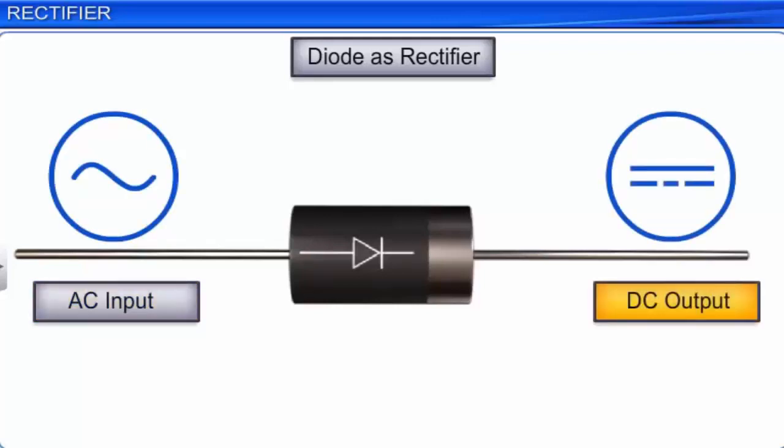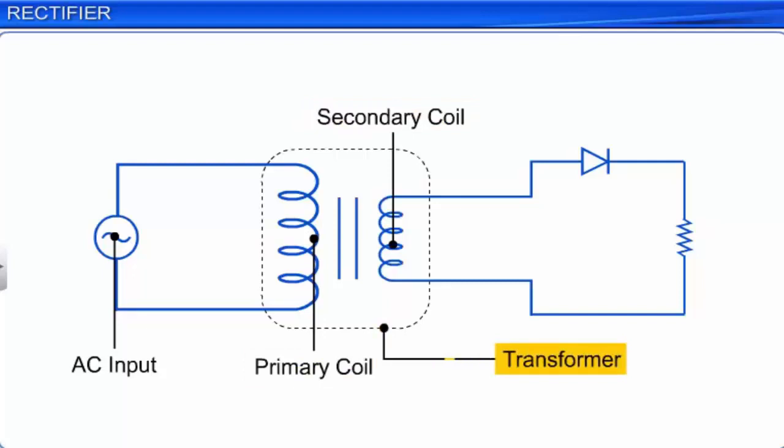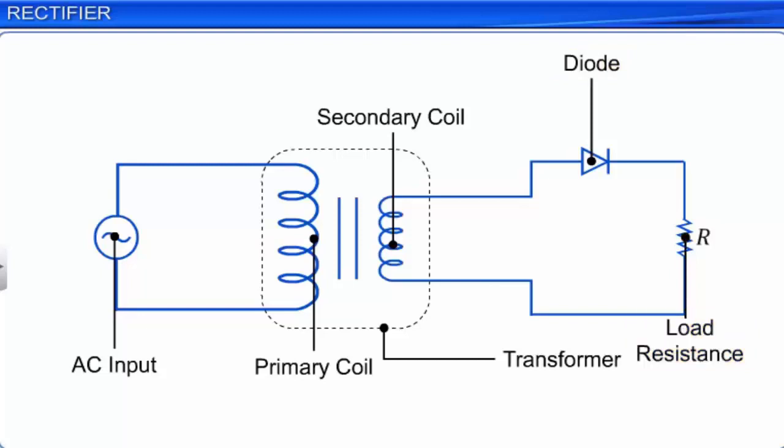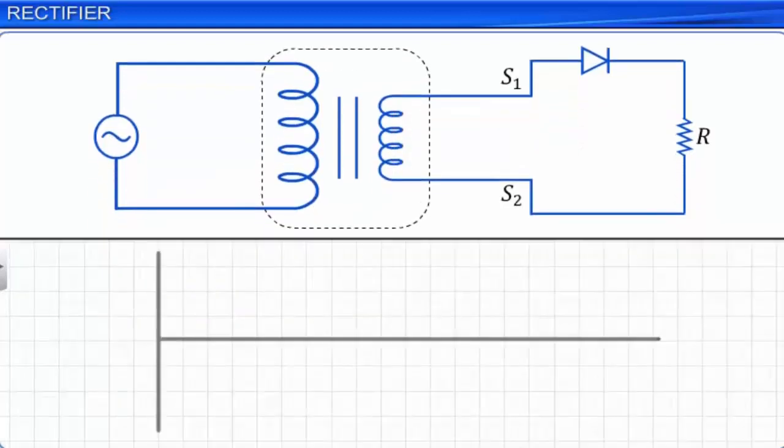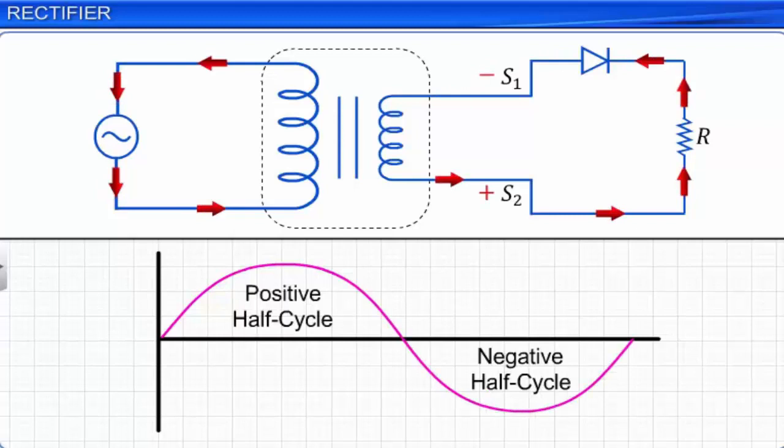Now, let us consider a circuit in which an AC input is connected to the primary coil of a step-down transformer. A diode is connected in series with a load resistance R across the ends S1 and S2 of the secondary coil of the transformer as shown. Due to the AC input, S1 is positive and S2 is negative for the positive half cycle, while in the negative half cycle, S1 is negative and S2 is positive. Thus, the direction of voltage applied across the diode keeps changing.